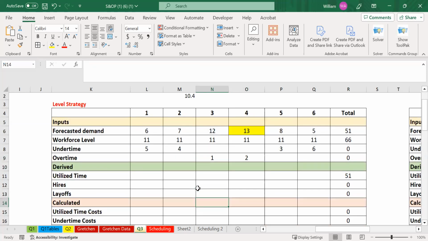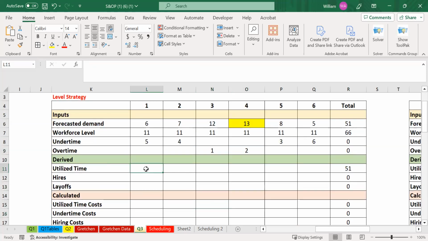Now let's calculate our utilized time, our hires and layoffs. Our utilized time here, in this case, is going to be the difference between the workforce level and the forecasted demand, whichever is smaller. Okay, so for January, we had 11 employees, but we only needed 6. So the smaller of these two values using the min function is 6. That's going to be my utilized time.